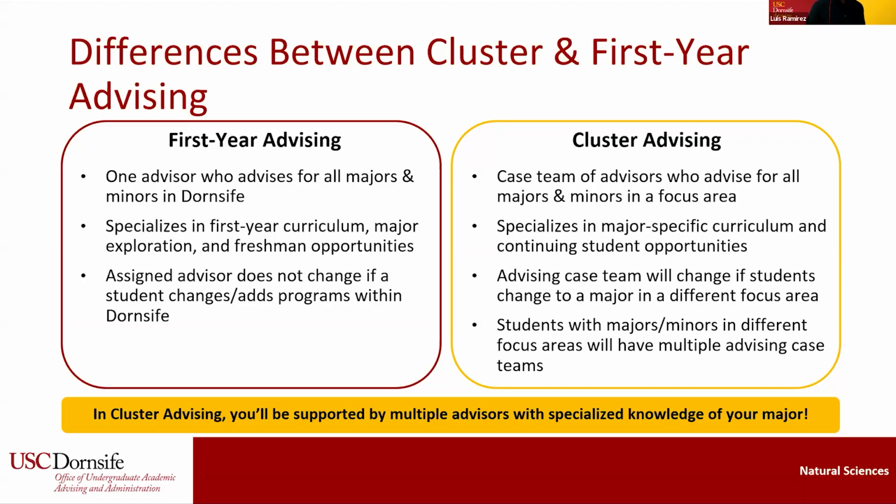So, for example, if you're a major in mathematics, maybe the Bachelor of Science, you would be under the physical sciences and math cluster. If you decide to change to neuroscience, that would then change your advising team to the life sciences. Students with majors and or maybe a minor in different focus areas will have multiple advising case teams. So for instance, in human biology, you would have an advisor in the life sciences. And if you were minoring in statistics, you would have an advisor in physical sciences and mathematics.